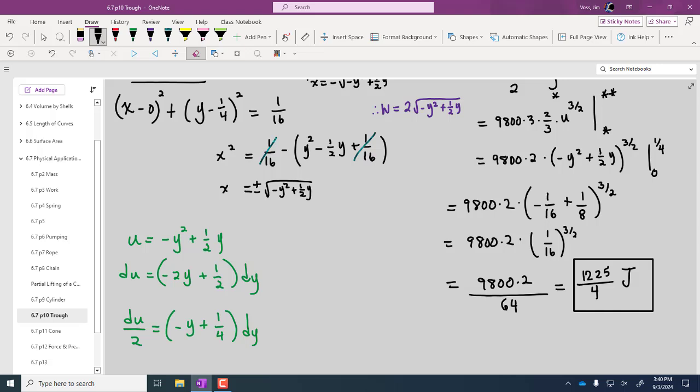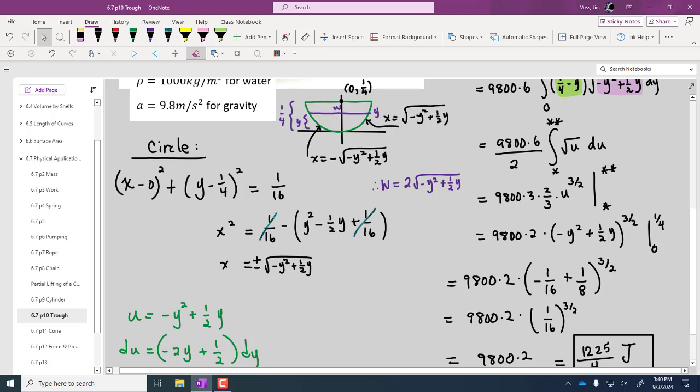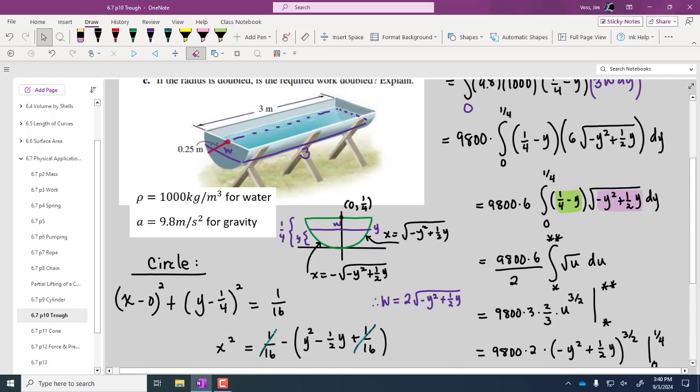For the limit bounds, how did you get 1/4 from 0 again? So when we're looking at our trough, the trough is filled with water. So there's water that's going from 0 up to the radius of that semicircle. And the radius of the semicircle is 1/4. So that's given to us, that the radius is 1/4. So that's going to be that distance from down there up to this diameter.